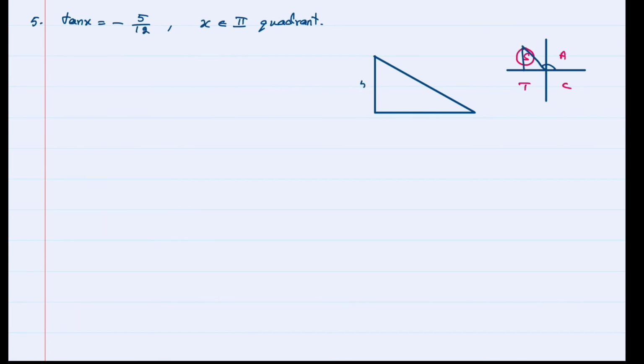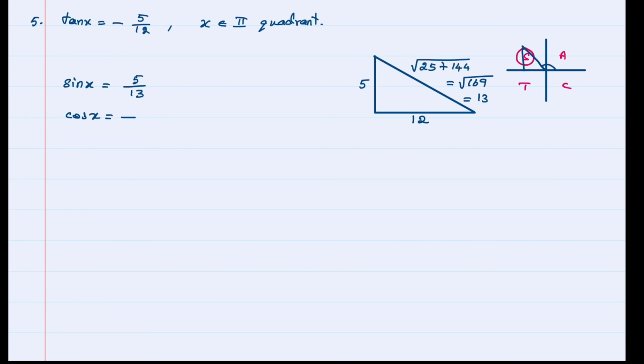Tan is opposite by adjacent. So, let us calculate the hypotenuse, which is 5 square plus 12 square, which is 144, 1 under root 169, which is 13. Now, we will write the other trigonometric ratios. Sin x in the second quadrant is positive and sin is opposite side upon the hypotenuse, and cos x in the second quadrant is negative. Be careful about the sign, do not forget to put the signs.